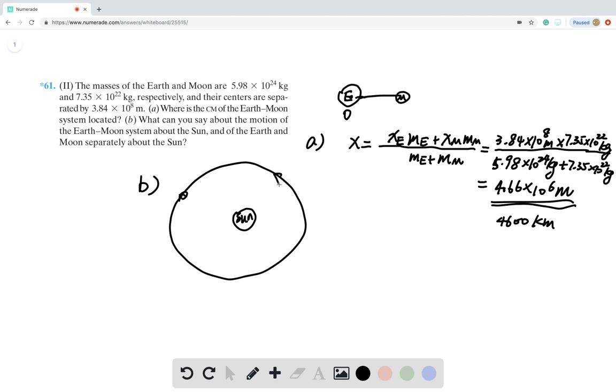Because the center of mass is roughly within the Earth, we can think of it as the Moon doing two rotations. It's almost rotating around the Earth, and at the same time, the Earth is roughly rotating around the Sun. So the Moon is doing two circular motions simultaneously, one with a smaller radius, almost like 3.84 times 10 to the 8 minus 4.6 times 10 to the 6 meters, which is the radius that the Moon will be rotating around the Earth. And at the same time, the Earth is rotating around the Sun.